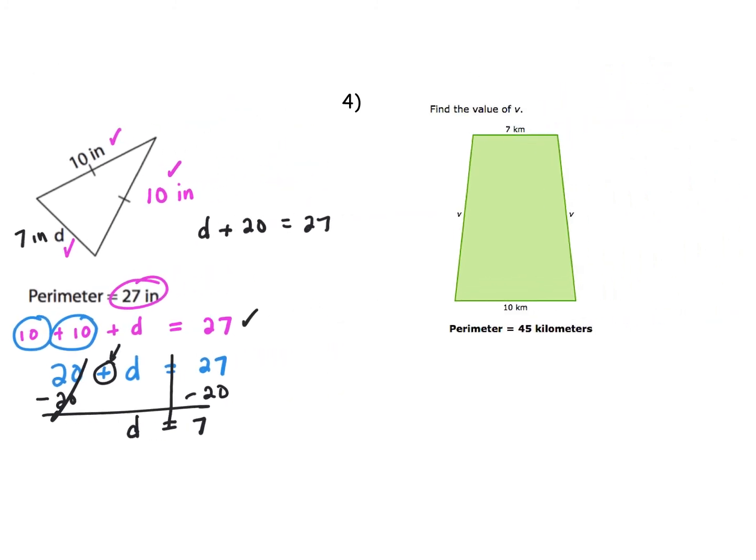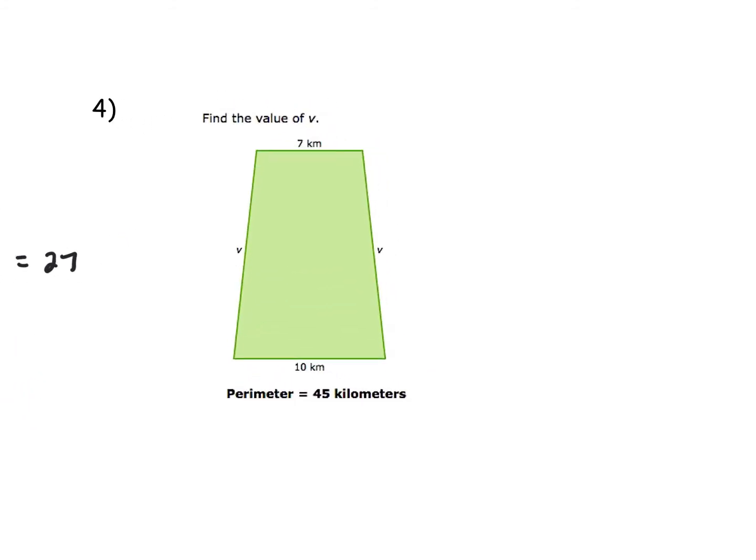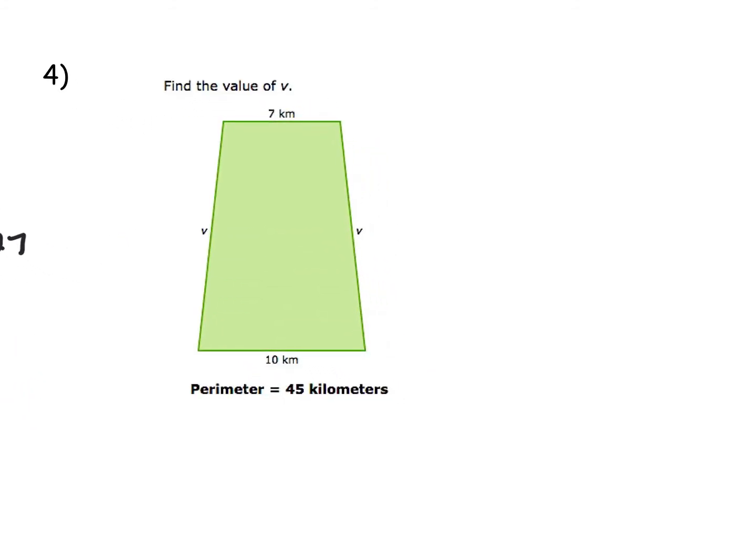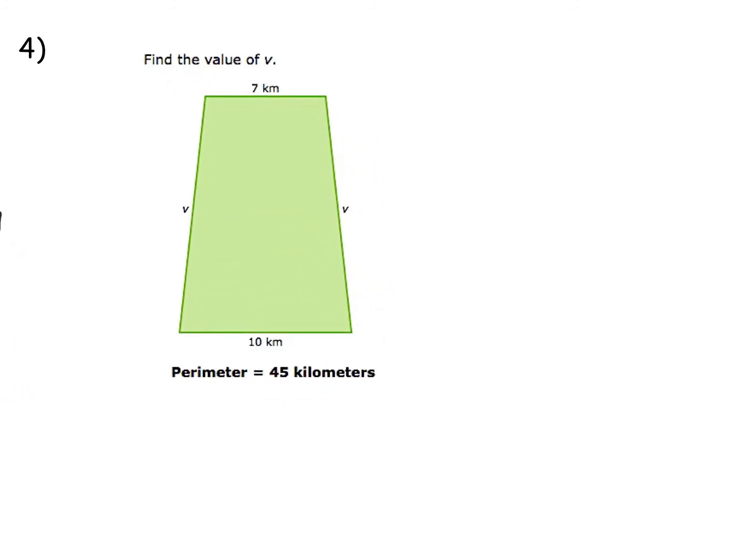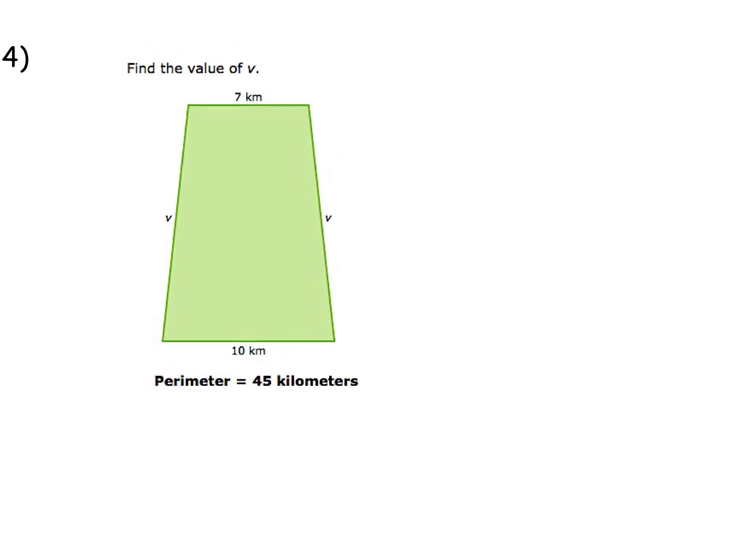So let's look at our final figure. We're going to find the value of v because they've already given us the perimeter. So this one is a little bit more challenging, but not terrible. It's kind of fun, I think, to solve these. We want to know the value of v. So we can start and go all the way around the perimeter with what they've given us.